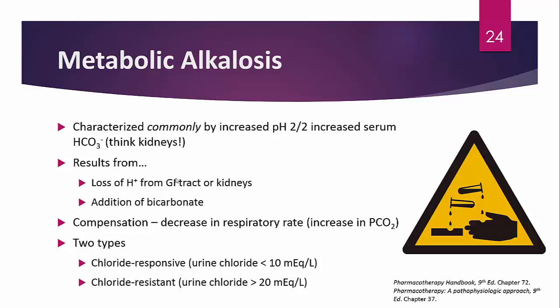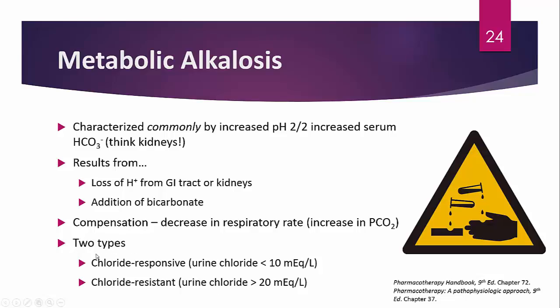Typical compensation for a metabolic alkalosis is a decrease in respiratory rate. And whenever you decrease your respiratory rate, you're actually retaining more carbon dioxide, and you're increasing that pressure of carbon dioxide, or PCO2 or PaCO2.